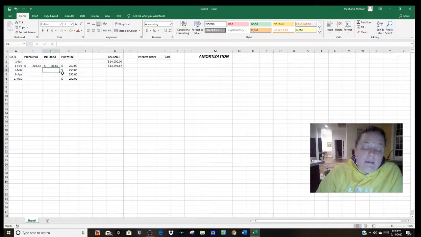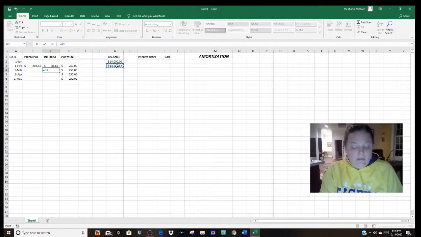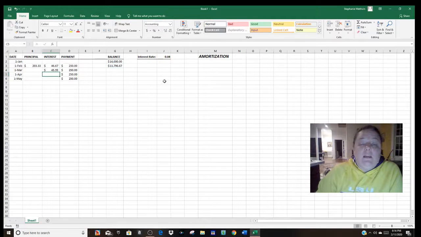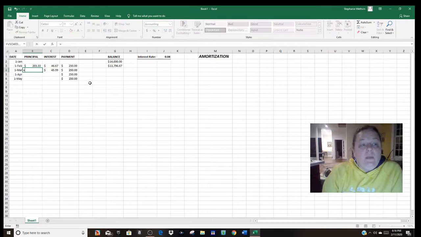Okay, so let's do this again for March. Interest is going to equal, don't worry about your payment, it's going to equal your balance times $ sign J, $ sign 1 divided by 12. The J1, remember, is where we're putting our interest rate. I'm doing that so that we can change the interest rate and still use our amortization schedule. To figure out our principal, it's going to equal the amount we paid minus the interest the banker took. So that's how much we're going to get credit for, $204.01 in March.